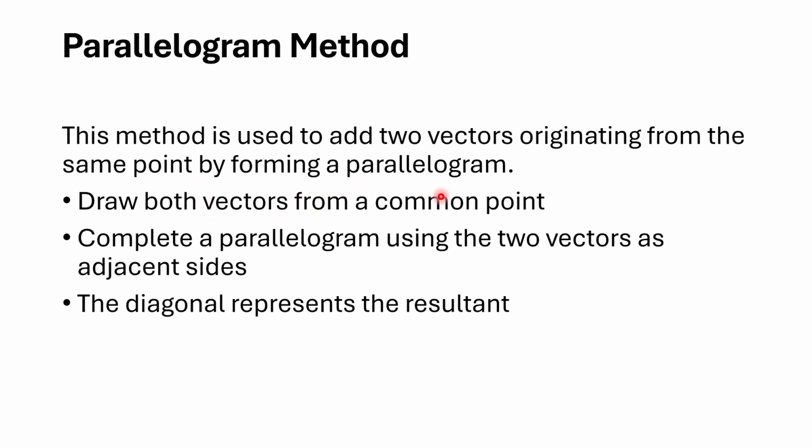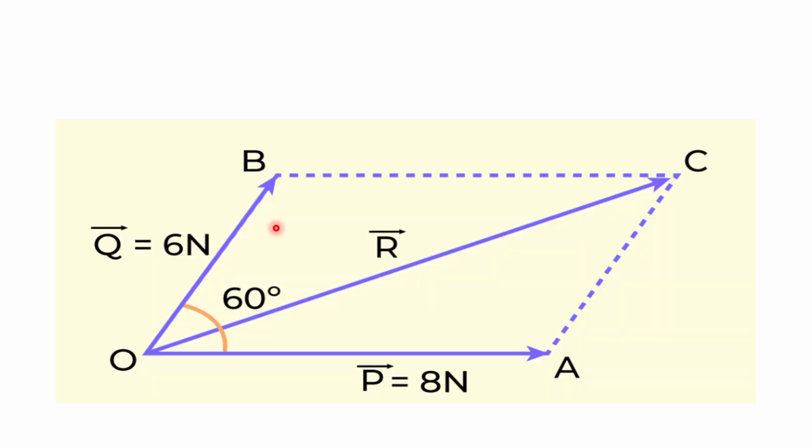Draw both vectors from the common point. Complete a parallelogram using the two vectors as the adjacent sides. The diagonal represents the resultant. We will have this example. We will have an example about it.